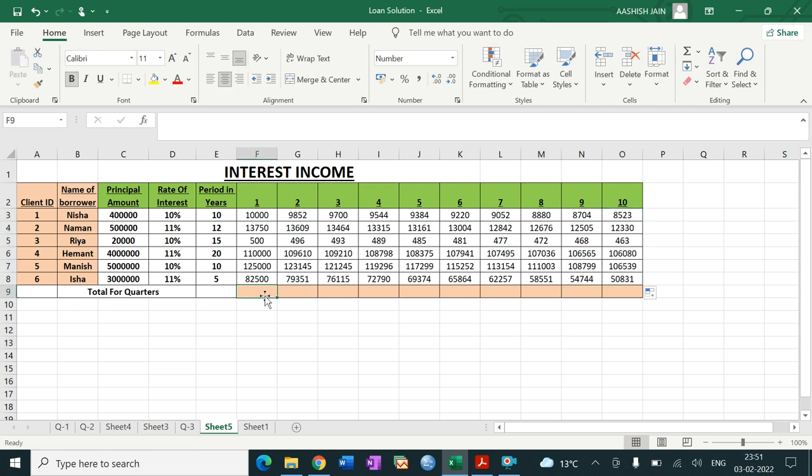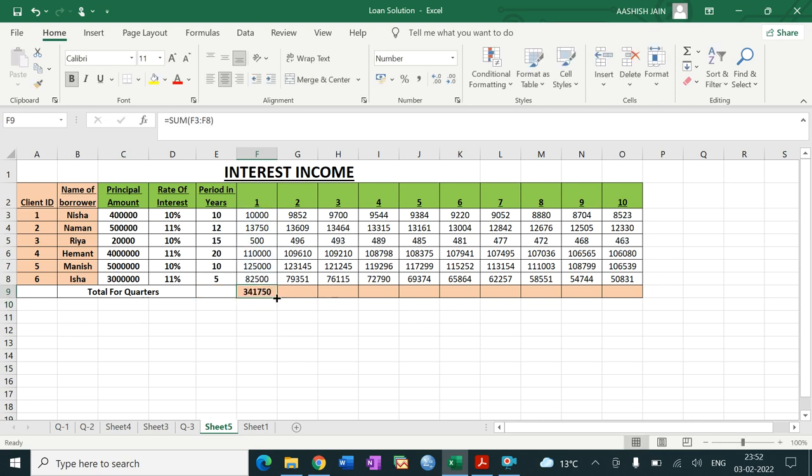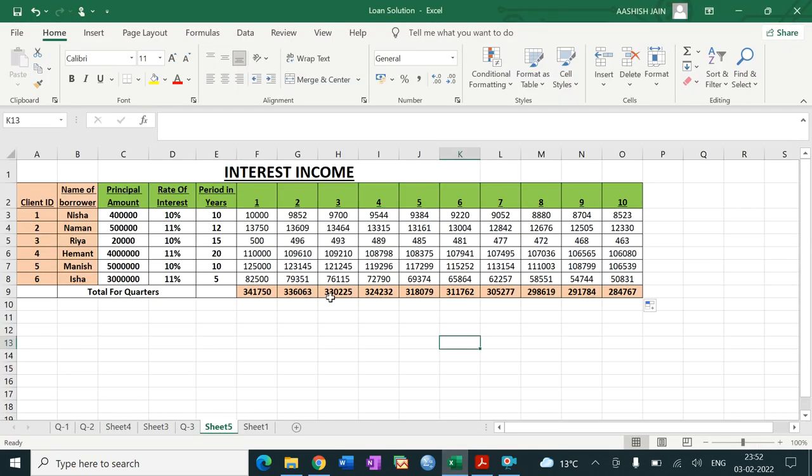Now for the total, and then drag to the rightward. That's it. So we have been asked to calculate the projected interest for the finance company for the next quarters. So this is the income of the finance company for the next quarters. Right, so class, this is the way of calculating the interest income. I hope you have understood very well. Thank you.